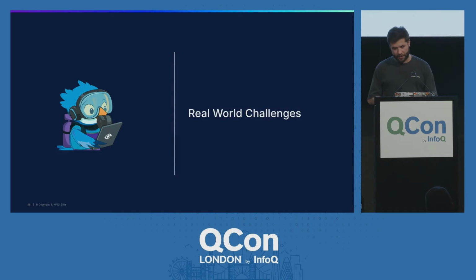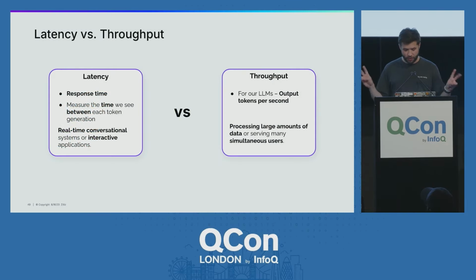Okay, now you have your perfect tech stack. But just because you have the best tech stack in the world doesn't mean that you don't have challenges. So how are you going to solve those? First, you have to look at two things. Those two things, when you deploy, are very, very important. It's the latency against the throughput. Latency is the response time. Usually it's measured in time to first token, and also the time between each token generation. Those are the metrics that you're going to have a look at. Very important in real-time systems and interactive applications.